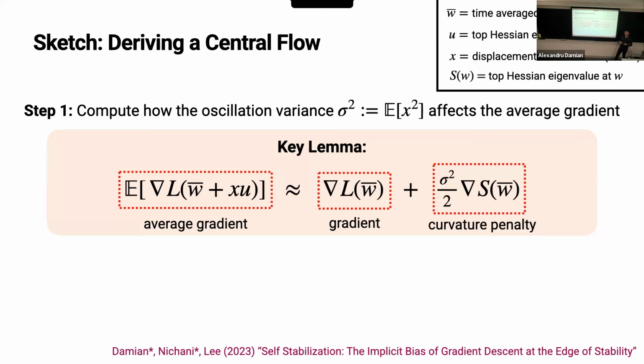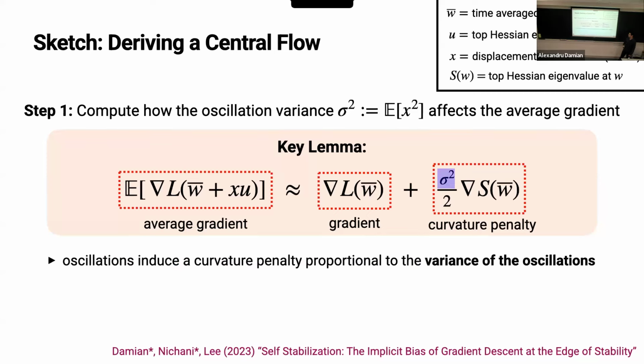Afterwards, you're back in the blue region, you're stable again. So gradient descent will again force the oscillations down to 0. Sigma squared goes back to 0, and you again just follow the gradient at the bottom, which will again force you back into the red region. And you get this loop. So this is a negative feedback loop that tries to maintain stability of the algorithm. So the important point here is just that the oscillations induce a curvature penalty, and the curvature penalty is proportional to the variance of the oscillations.